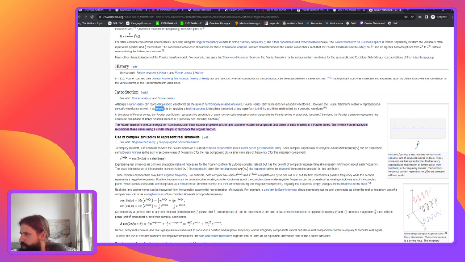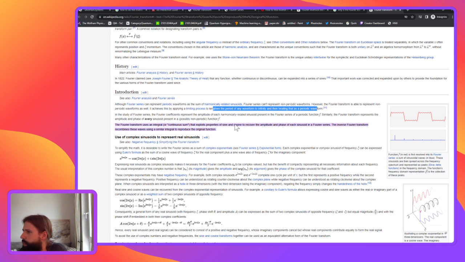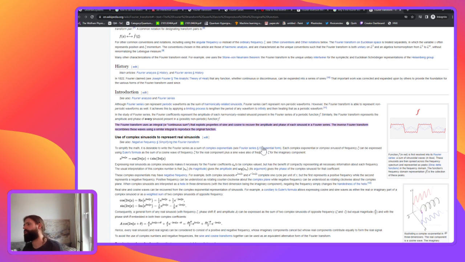Okay. It achieves this by applying a limiting process to lengthen the period of any waveform to infinity, and then treating it as a periodic waveform. In the study of the Fourier series, the Fourier coefficients represent the amplitude of each harmonically related sinusoid. So I guess you express it as a sum, right? You have a weight or an amplitude times this exponential that is basically the thing that oscillates, and then you add a bunch of them, right?